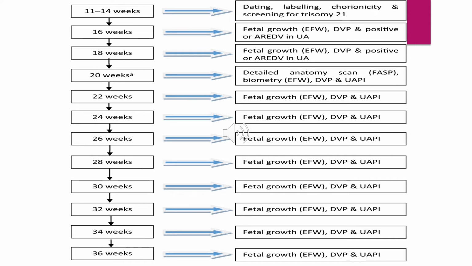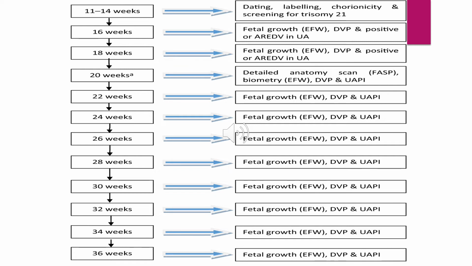They will have an 11 to 14 week dating scan, and there must be labeling of chorionicity and screening for trisomy 21. The best time to detect chorionicity is between 11 and 13 weeks and 6 days, and the photography should be kept in the notes, and if not clear enough, they must be photocopied and kept in the notes for a second opinion.